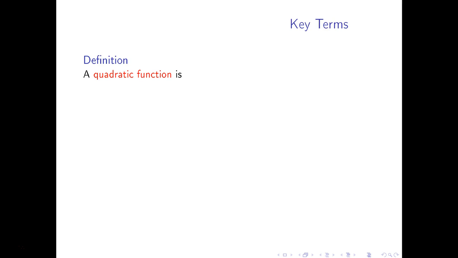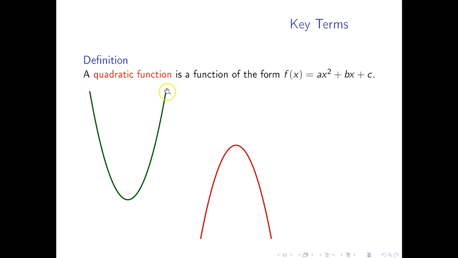All right, so let's move on to some key terms. What is a quadratic function? Well, it's a function of the form f of x equals ax squared plus bx plus c. Notice this is the standard form that we've seen for quadratic equations. Something interesting about these is that they always have one of two shapes: a U shape, or an upside down U. These are called parabolas. It's either one or the other, not both.